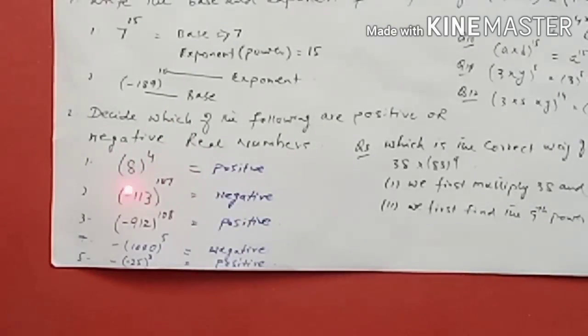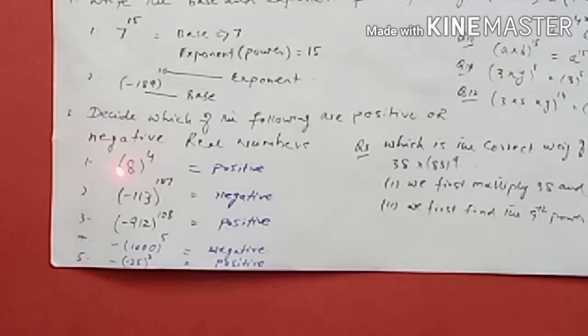Okay, now question number 2. I repeat again, listen to me carefully and try to understand. Decide which of the following are positive or negative real numbers. The decision of a positive or negative real number depends on the exponent or the terms. Part 1: 8 raised to a positive power. That means if any positive number or variable contains an even power or odd power, the answer is always positive.